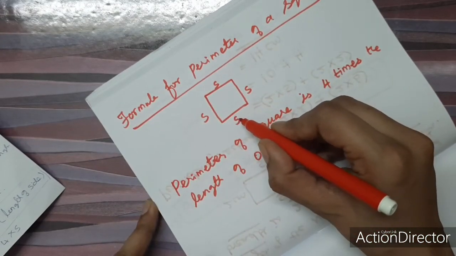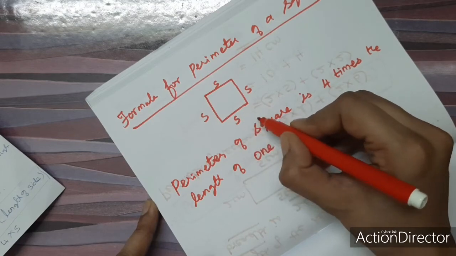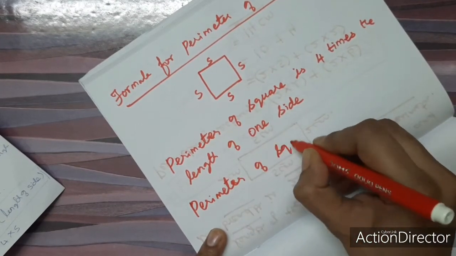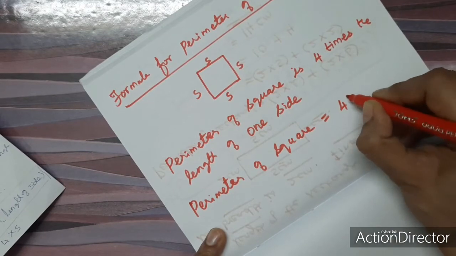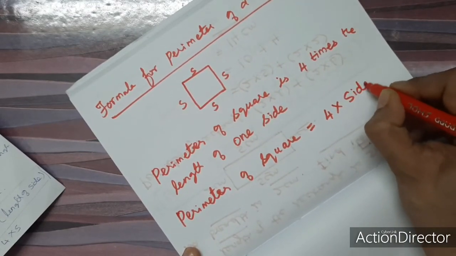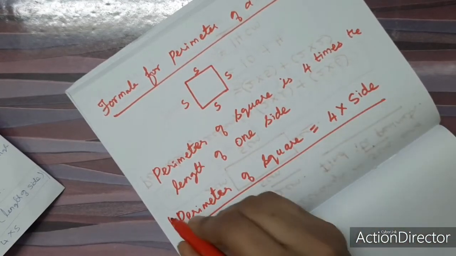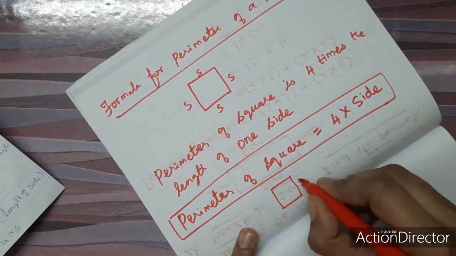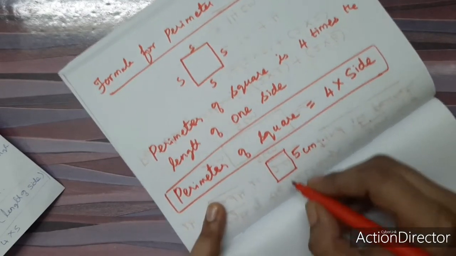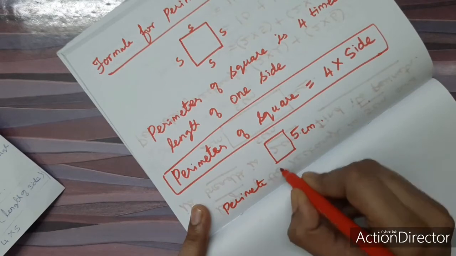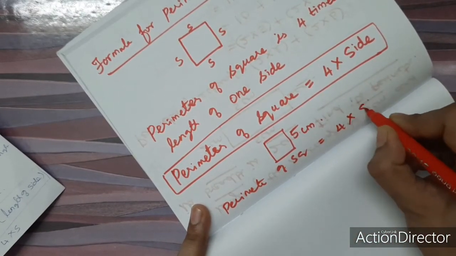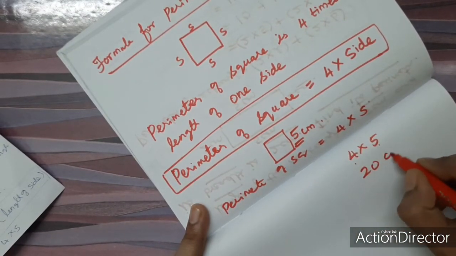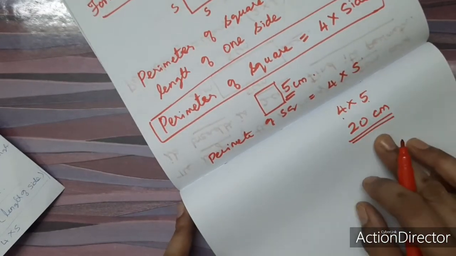What are we going to do? We are going to multiply one side value by 4. So the perimeter of a square is 4 into side. For example, consider this is a square and one side value is 5 centimeter. How will I find the perimeter? Perimeter of a square is 4 into side. What is the value for one side? It is 5. So 4 fives are 20 centimeter. This is the answer for this square.